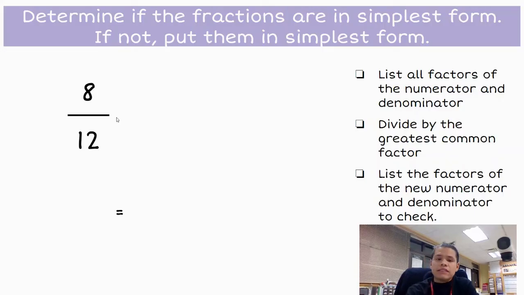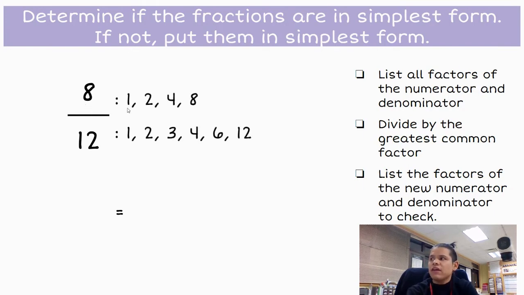Step number 1, to find out if the fraction 8/12 is in simplest form, is to list all the factors of the numerator, 8, and the denominator, 12. The factors of 8 are 1 times 8 and 2 times 4. The factors of 12 are 1 times 12 and 2 times 6 and 3 times 4. Check off that first step.